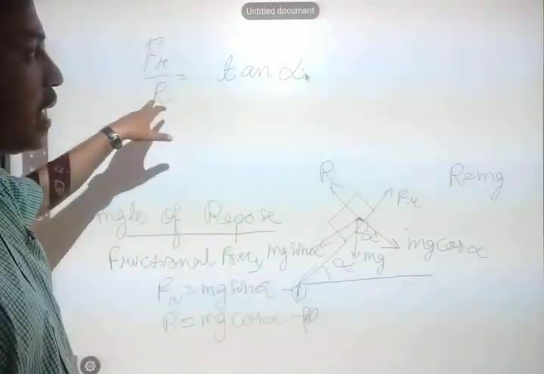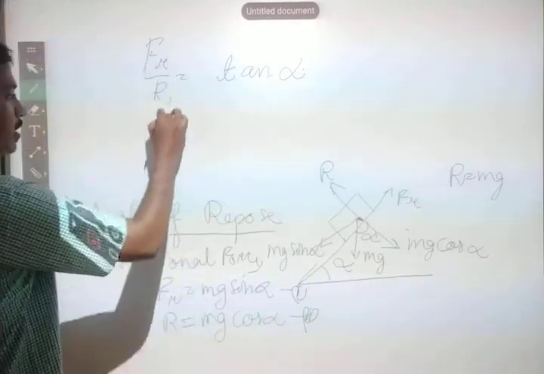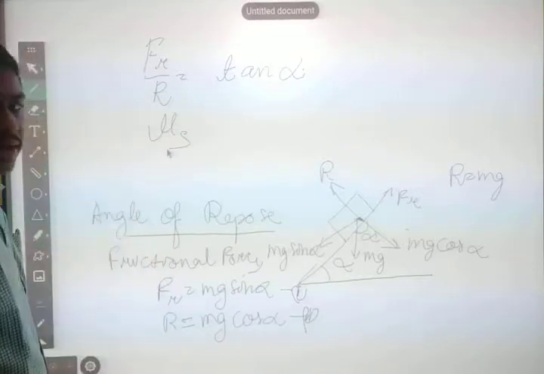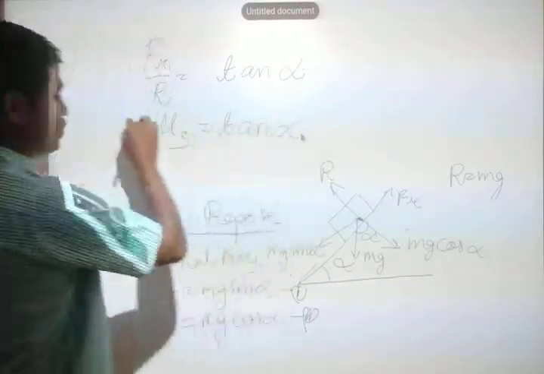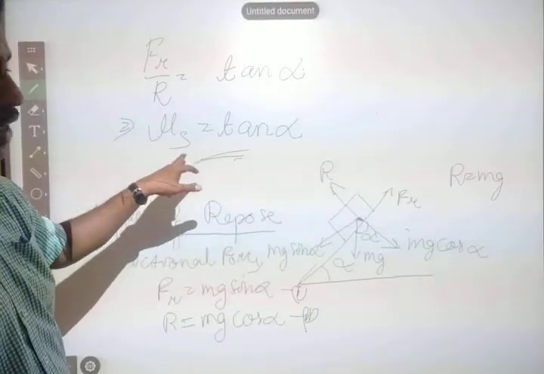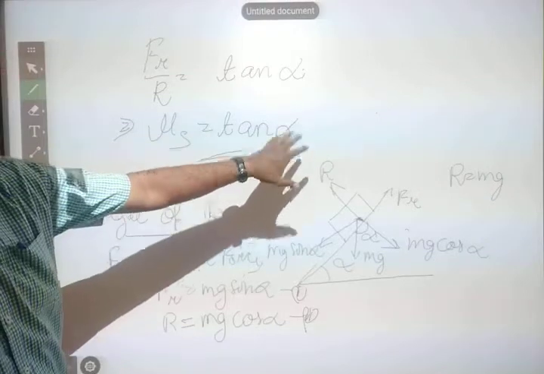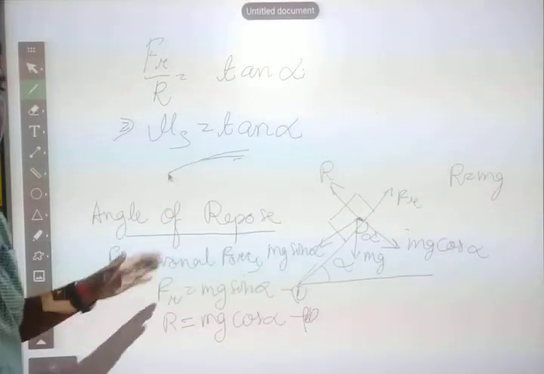So this Fr by R, in the last class I have already done. This will be your coefficient of static friction, that is mu s. So mu s is equal to tan alpha. So the coefficient of static friction is equal to tan of the angle of repose. Okay, so this is about the angle of friction and the angle of repose.